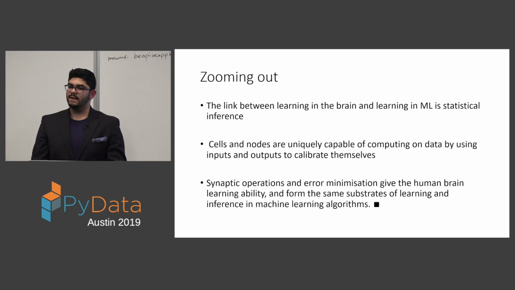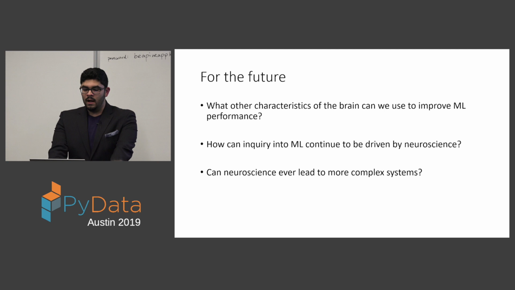And the brain is flexible enough to function in other scenarios. And we are flexible as people in other scenarios. And we have some ideas for the future about what other things we can bring in and how neuroscience will continue to drive AI and how AI will continue to drive neuroscience, and whether neuroscience can ever lead to more complex systems.